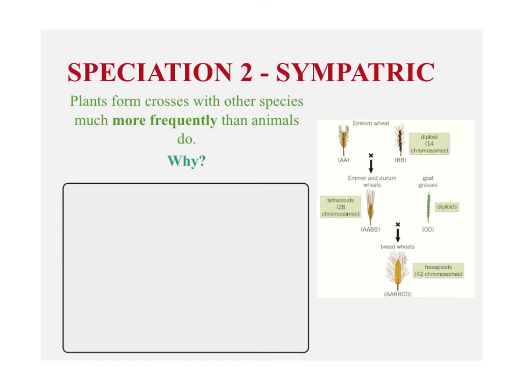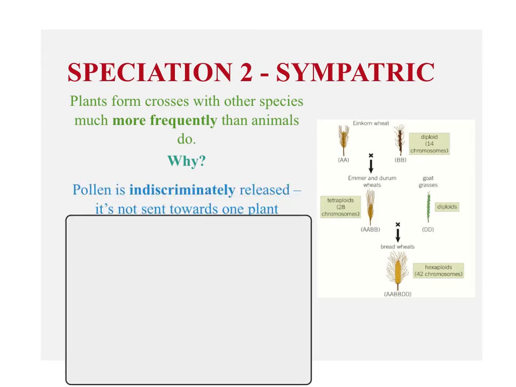Now I want to spend some time looking at this whole process of sympatric speciation and thinking at the beginning why plants are able to form these hybrids much more easily and frequently than animals do. Think about the whole process of plant reproduction. How does one of the plant ova get fertilized? Why is it completely random?